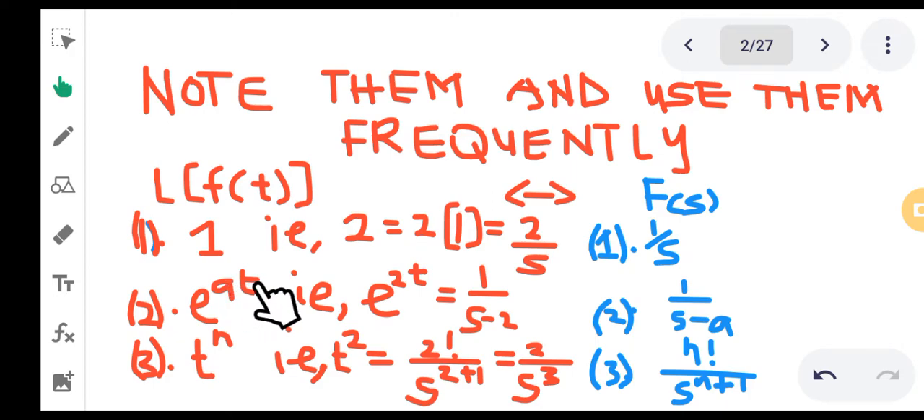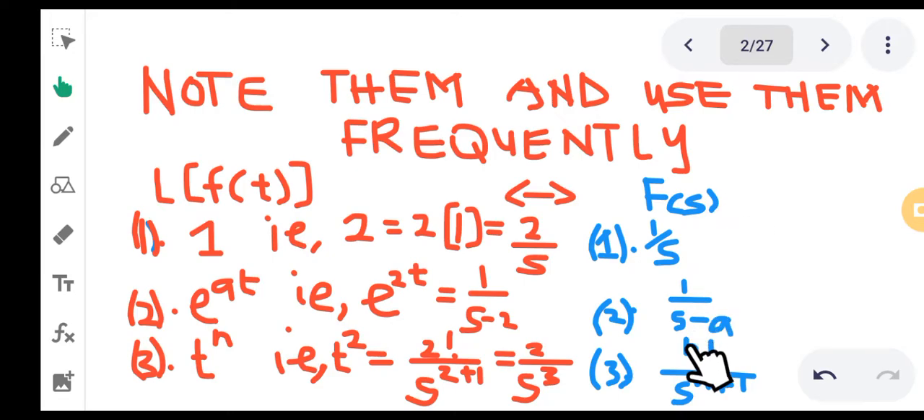Another Laplace table entry is e exponent a constant, say at. Let's say find the Laplace of e exponent 2t. The result is just 1 over s minus the constant a, which here becomes 2. So you are going to get 1 over s minus 2. Very, very simple.